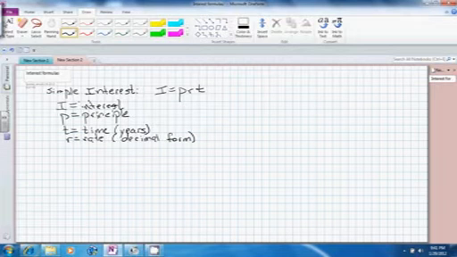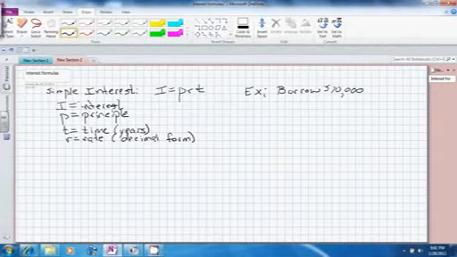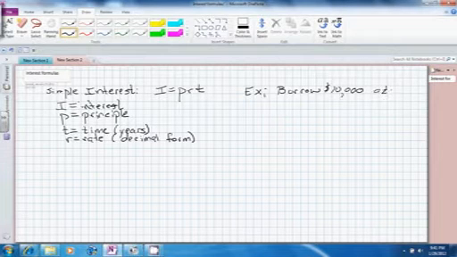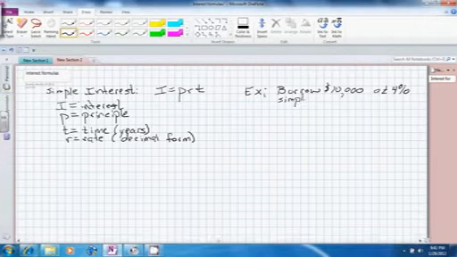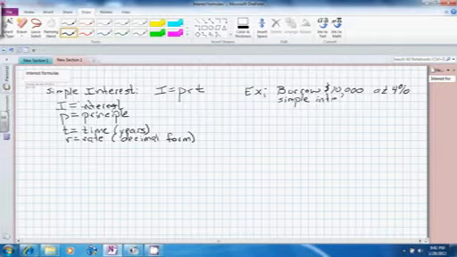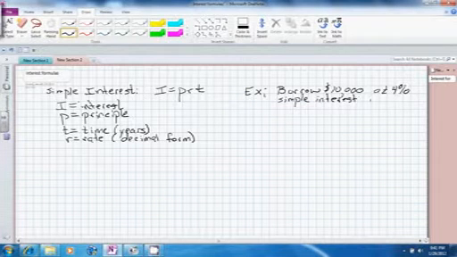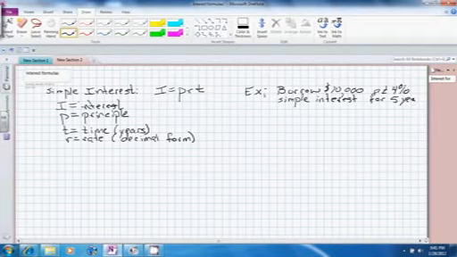So for instance, let's suppose you borrow $10,000 at 4% simple interest for 5 years. How much interest do you end up paying?